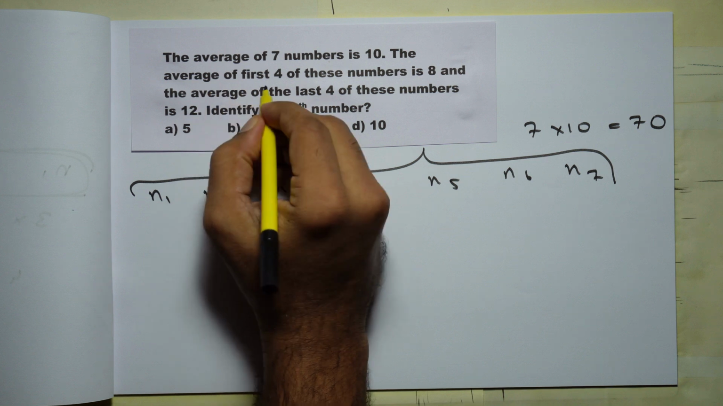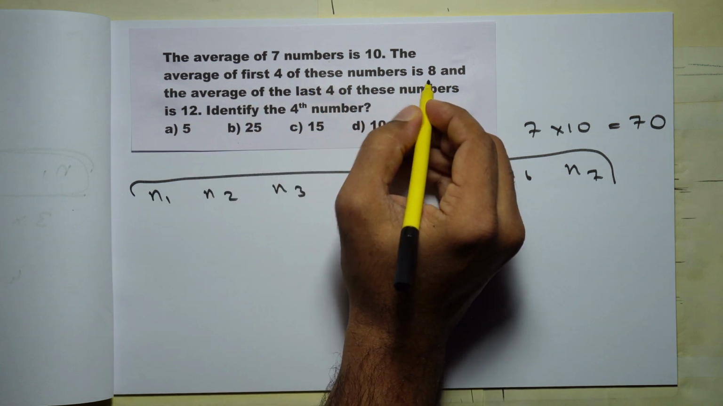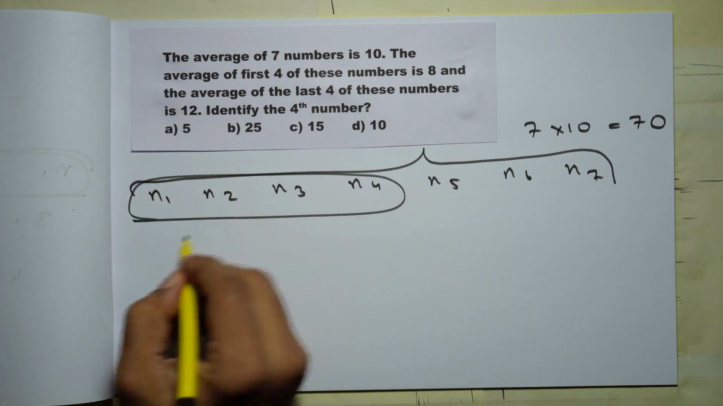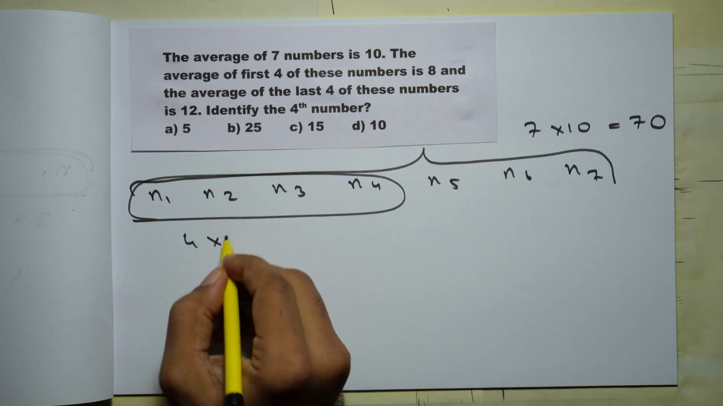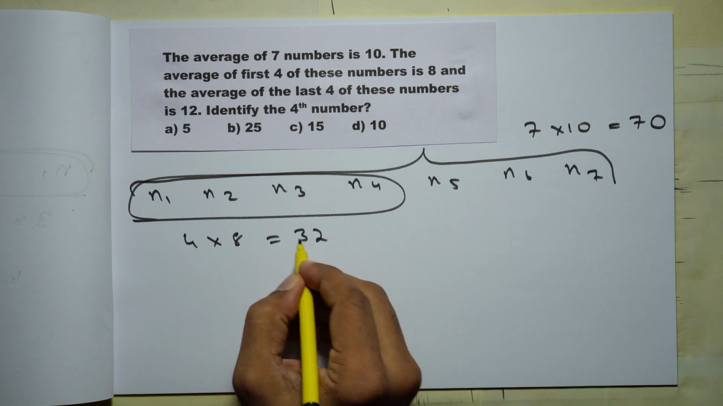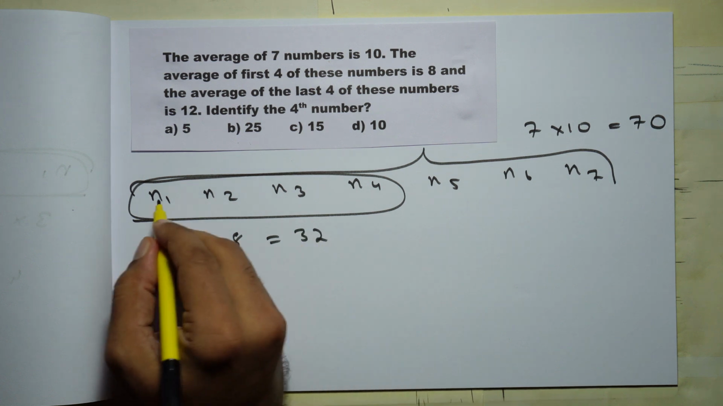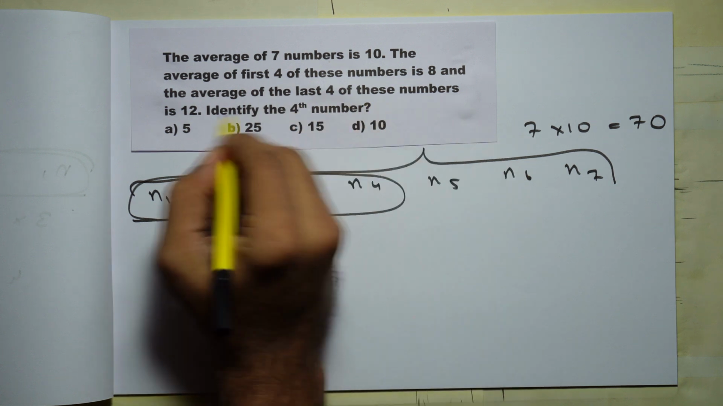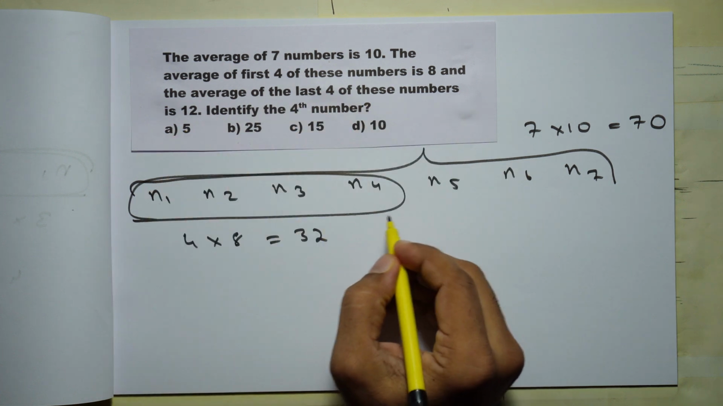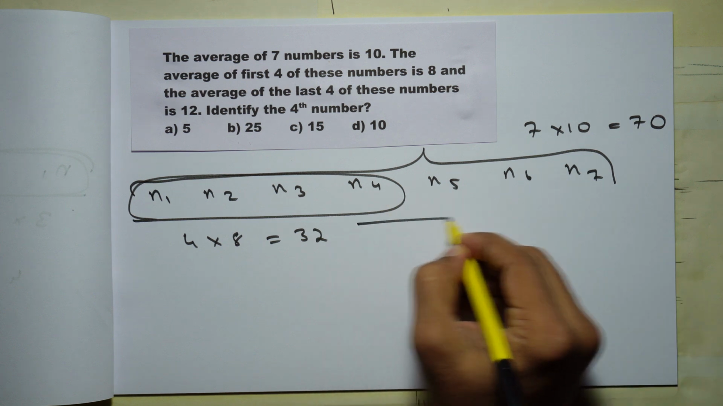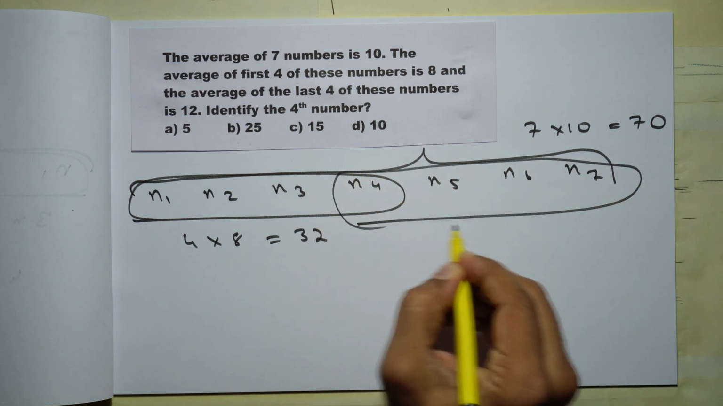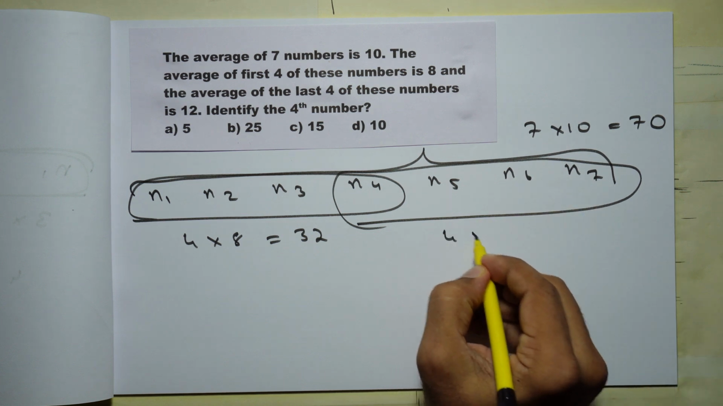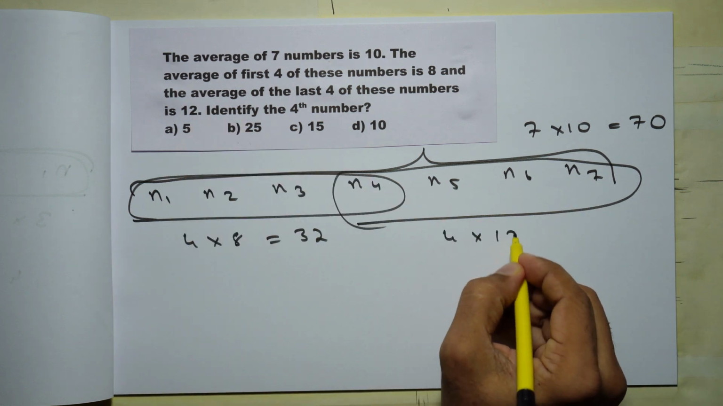The average of the first 4 of these numbers is 8. So if you add up the first 4, their total sum is 4 numbers into their average 8, so you will get 32. That is the sum of the first 4 numbers. And the average of the last 4 of these numbers is 12. So if you add up the last 4 of them, that is n4 plus n5 plus n6 plus n7, 4 numbers into their average 12, you will get 48.